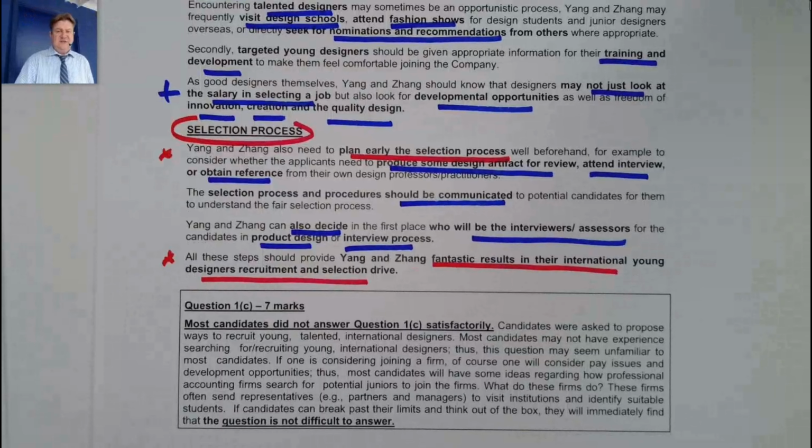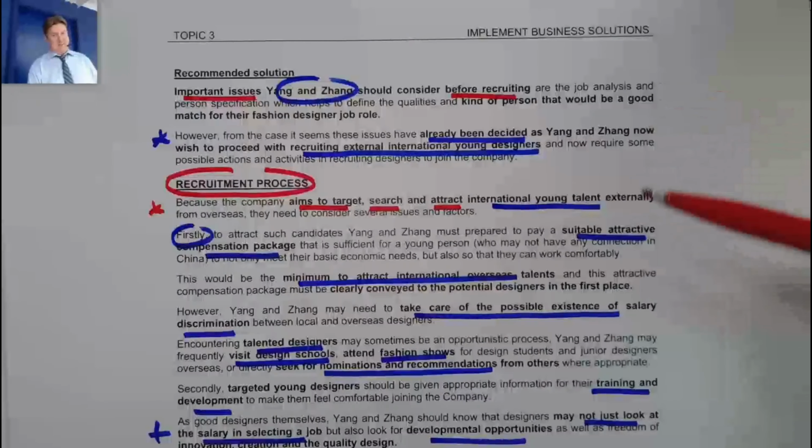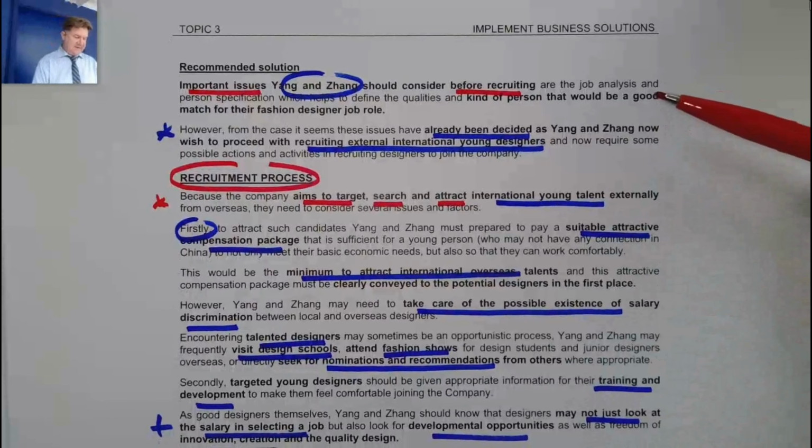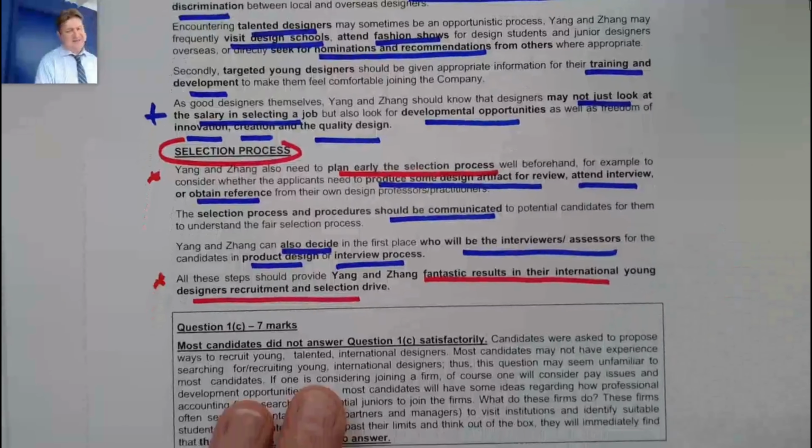Our international, this is young designers. So look, you didn't need to write this much. I've written way more than what would be required here. You can see, look, 1, 2, 3, 4, 5, 6, 7, 8, 9, 10, 11, 12, 13.